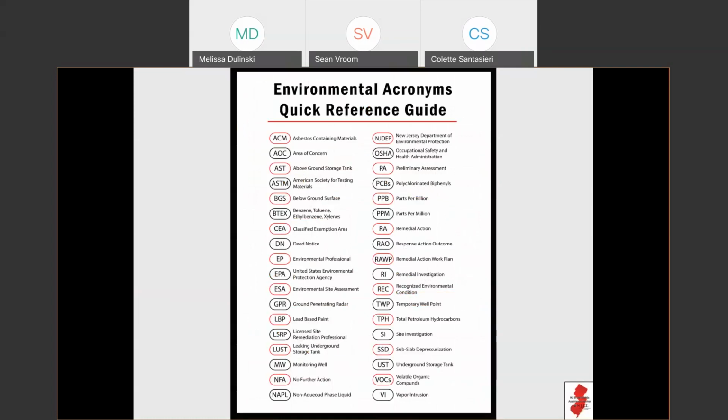So one thing you should know is that the environmental field loves acronyms. So we've created some commonly used acronyms as a reference guide. Don't worry about this slide right now. It's a lot of information. We've put this on the website so you can go back and reference it if you had any questions. And you can basically use it as a cheat sheet going forward in the environmental process.